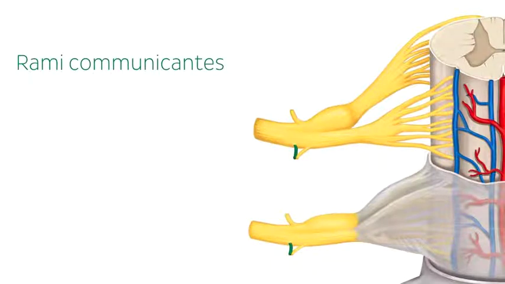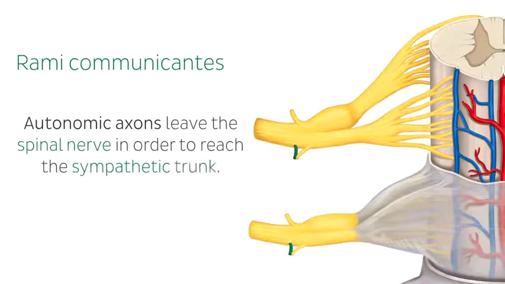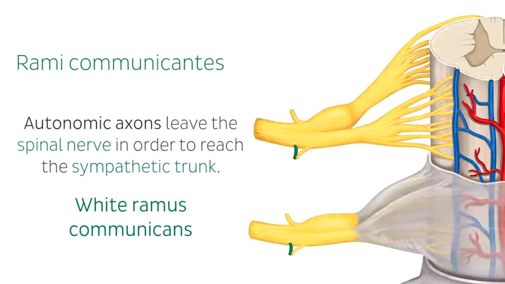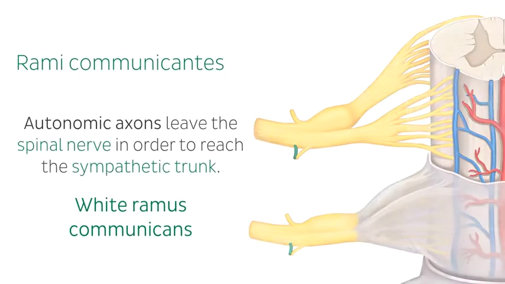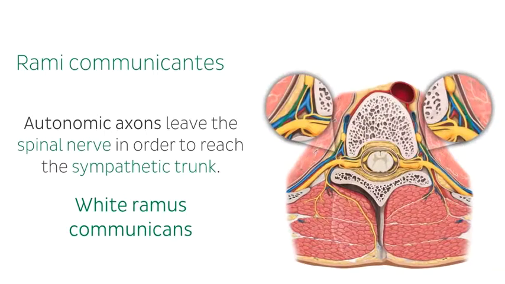As you can see in this image on the right, immediately after the division of the spinal nerve into an anterior and posterior ramus, the autonomic axons leave the spinal nerve in order to reach the sympathetic trunk, and especially the sympathetic ganglion. This thin branch that leaves the spinal nerve to reach the autonomic ganglion is called white ramus communicans, because it's composed mainly of myelinated fibres and it has a white colour. In the next image, we can see a transverse view of the white ramus communicans.